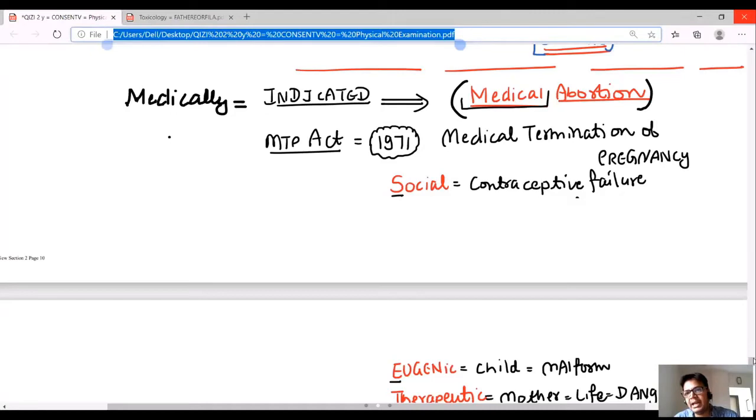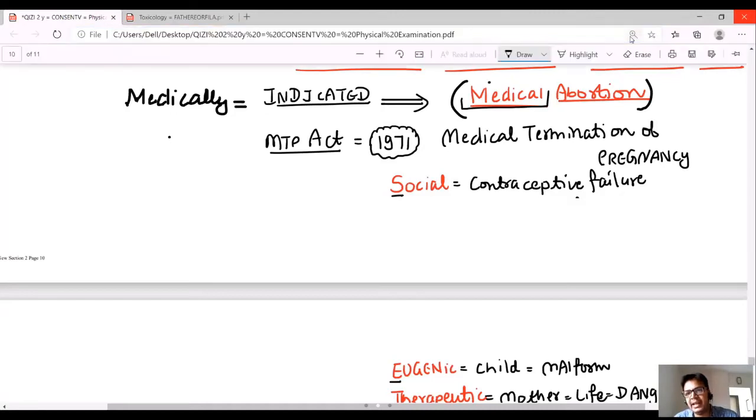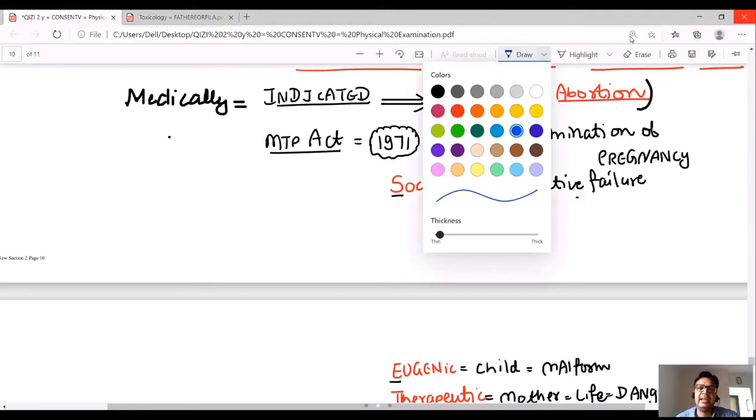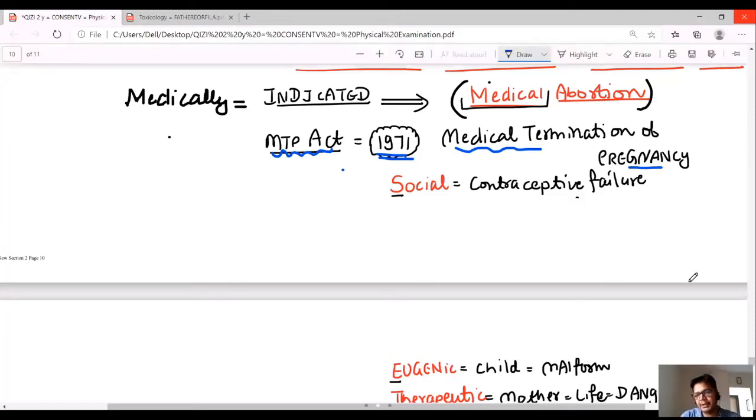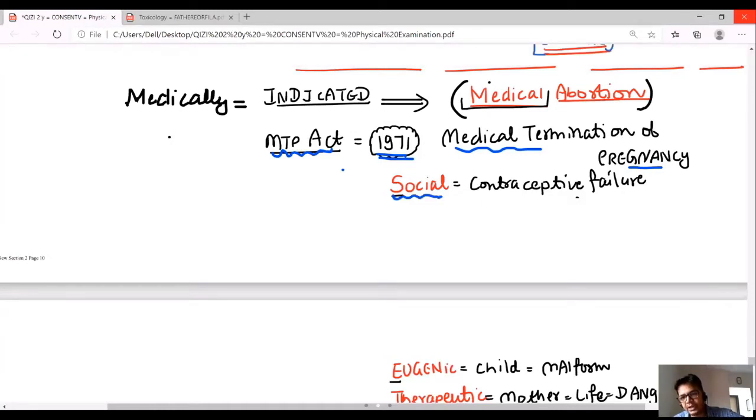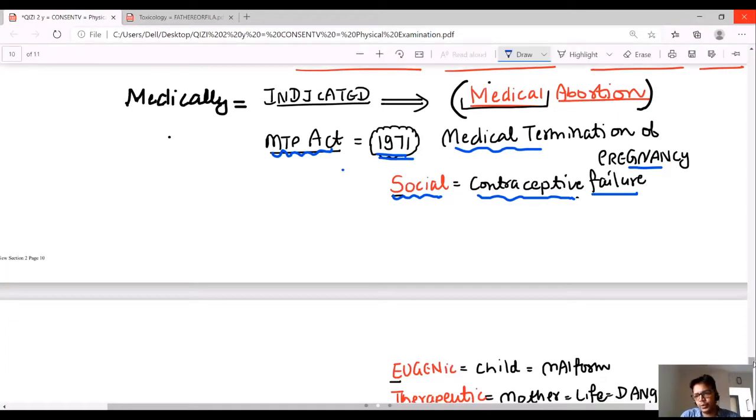Sir, for medical abortion, we have some acts in India. The first very important act is the MTP Act, Medical Termination of Pregnancy Act. Doctor, it was implemented in 1971. How do we terminate pregnancy medically? That is known as the MTP Act. What are the indications? Sir, first, social indication. What is social indication? If contraceptive has failed, you can go for medical abortion.